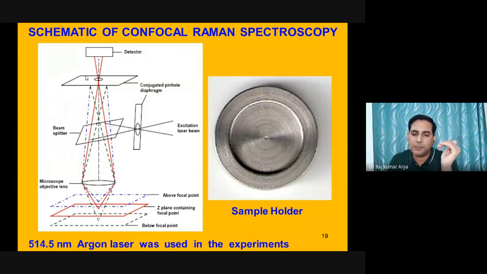So for that purpose, you have made a confocal arrangement. Confocal means you have a pinhole here. This is at the focal length of this particular objective. It means only the signal coming from the red plane can pass through this pinhole, the rest will be cut off. So that you are getting the spectra from the point where you are focusing your laser beam.